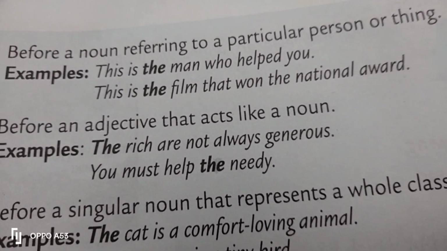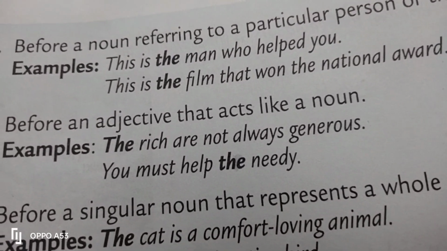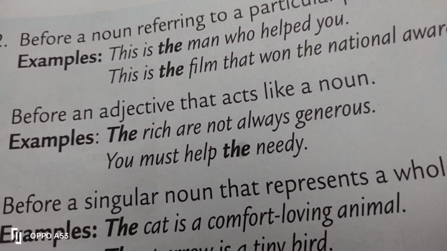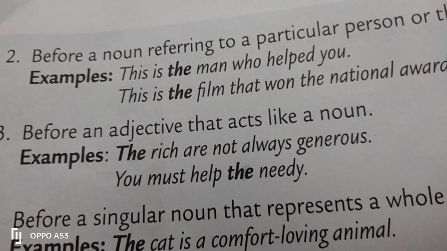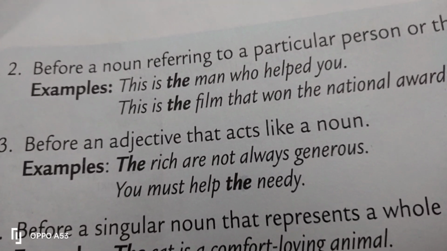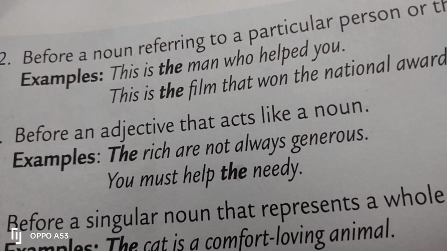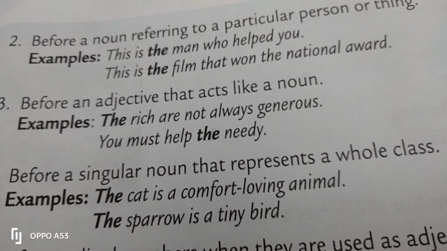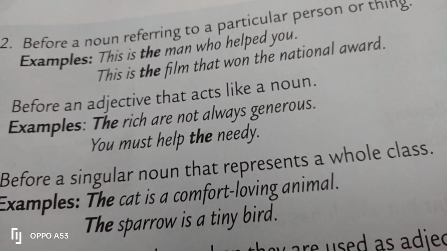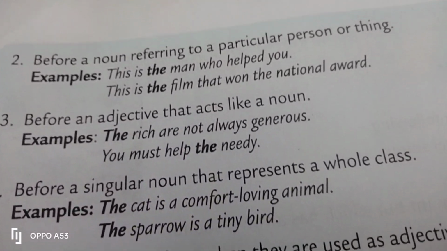So you want to mention the person or the man who helped you. There you have to use a definite article. It is not any man that helped you out. It is the man whom you had already seen and whom you are referring to. Look at the second example. This is the film which won the national award. Not any other film that won the national award.